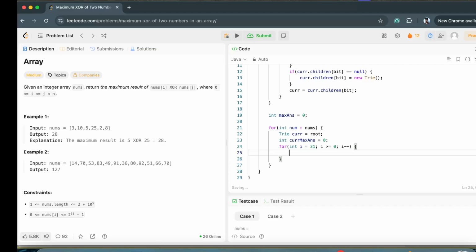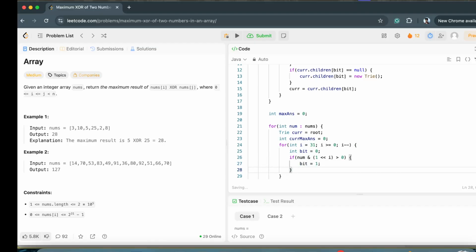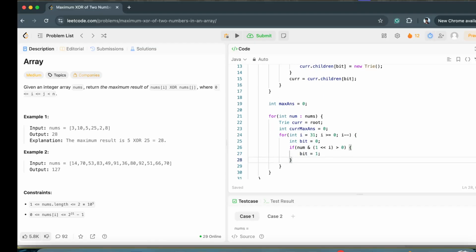At the 31st bit, again I have to get the bit for any number we are going through. For this number, whatever the 31st bit is, and all those bits, I have to figure out. So again the same kind of operation: if num and one left shift of i is greater than 0, then bit equals 1. So if bit is 1, we have to get the opposite of that.